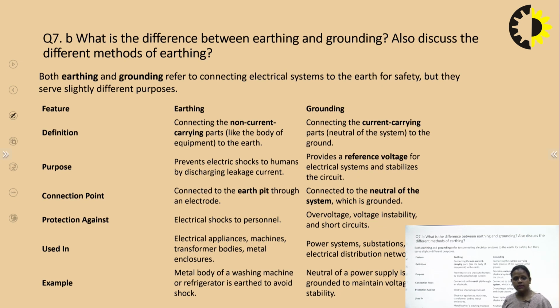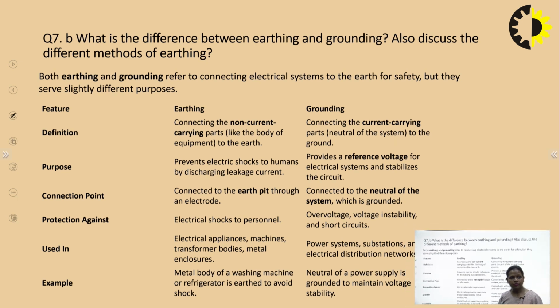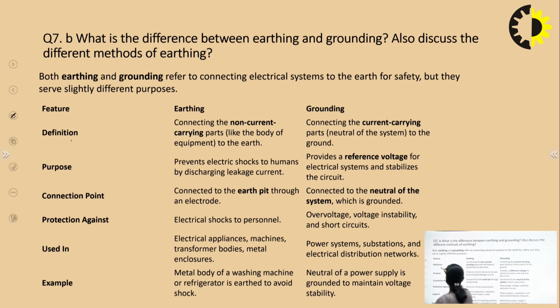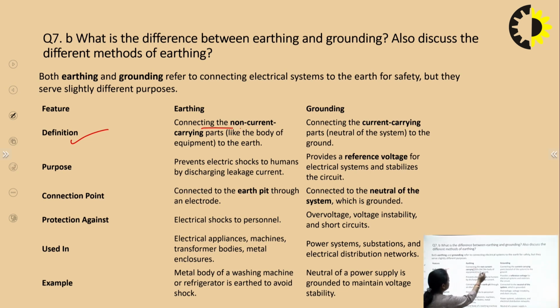So now let us see the difference between earthing and grounding. So both earthing and grounding refer to connecting the electrical system to the earth for safety, but there are some differences. So if we see the definition of earthing and grounding, we can see that connecting the non-current carrying part, like the body of equipment, to the earth is called earthing, and connecting the current carrying part, that is the neutral of the system, to the ground, is called grounding.